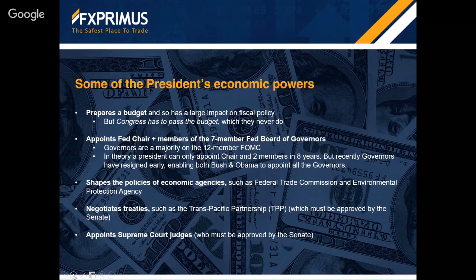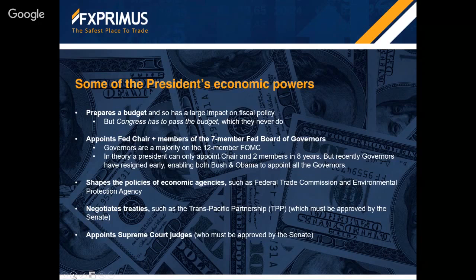economy. Negotiates treaties. This is a big issue right now, like the Trans-Pacific Partnership, or TPP, between America, Europe, and the Asian countries. Huge trade agreement. But while the president agrees on, negotiates them, they have to be approved by the Senate. So it's not a done deal, even if he or she makes the treaty.